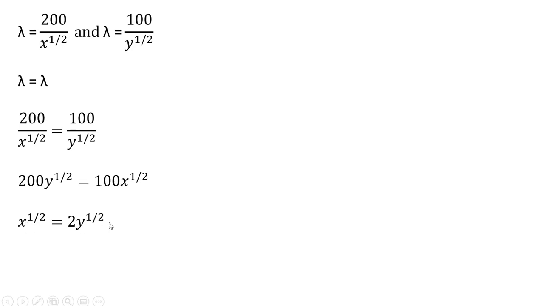And now I'm just going to square both sides. So x to the 1/2 squared is just x. 2 squared is 4. And y to the 1/2 power squared is just y. So this will simplify down to x equals 4y. Now I'm going to plug this result back into our constraint. Here's our constraint, where we have x, I'm going to replace that with 4y.